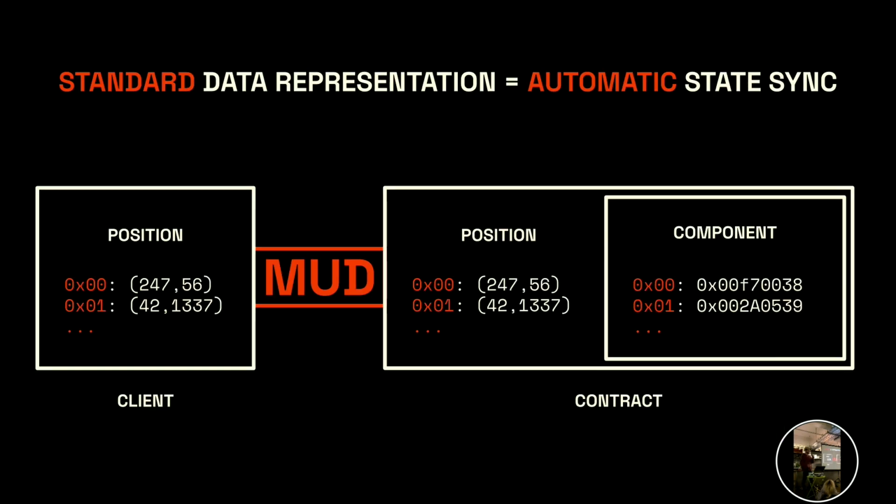So MUD has a standard way of representing the data internally. And what that allows us is inside of MUD, we can build the entire networking sync, and we can sync the contract state with the client state by default without the developer having to waste a single brain cycle on networking code and setting up some getter functions and event sourcing.